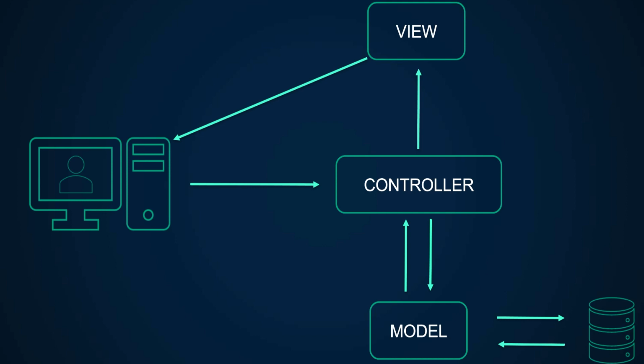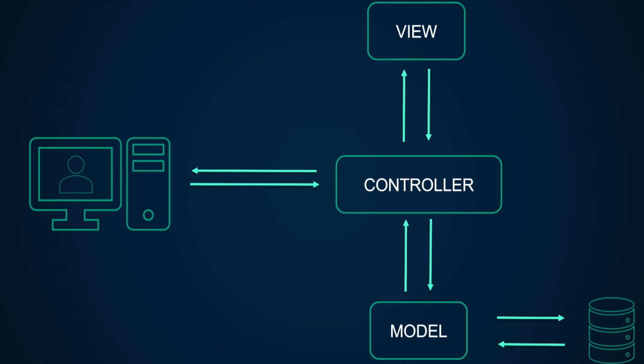Now, there are many different ways you can represent MVC pattern in diagrams like this. For example, you might see a diagram that looks something like this, where controller communicates back and forth with a client, which is also correct. It can be represented in many different ways depending on how you understand it or how you explain it.